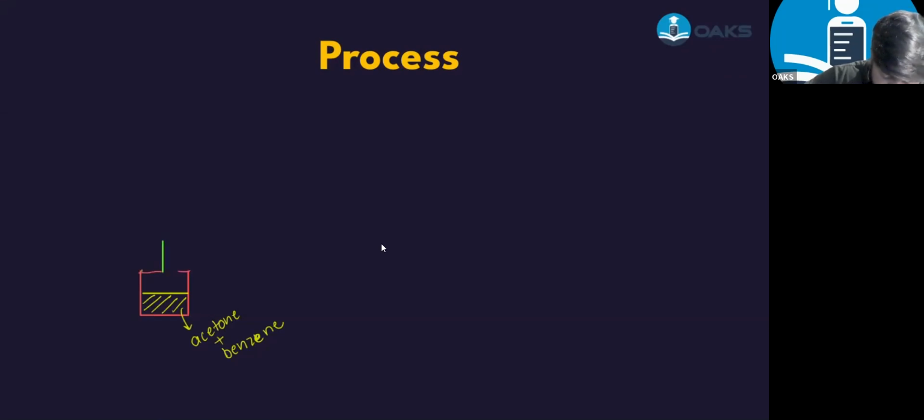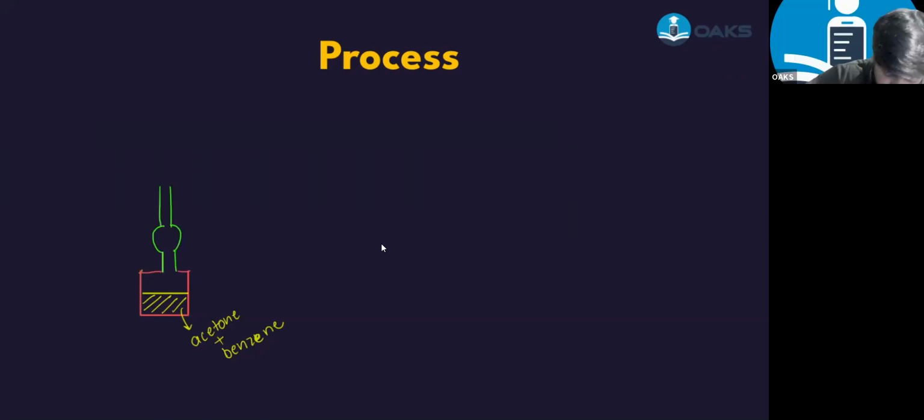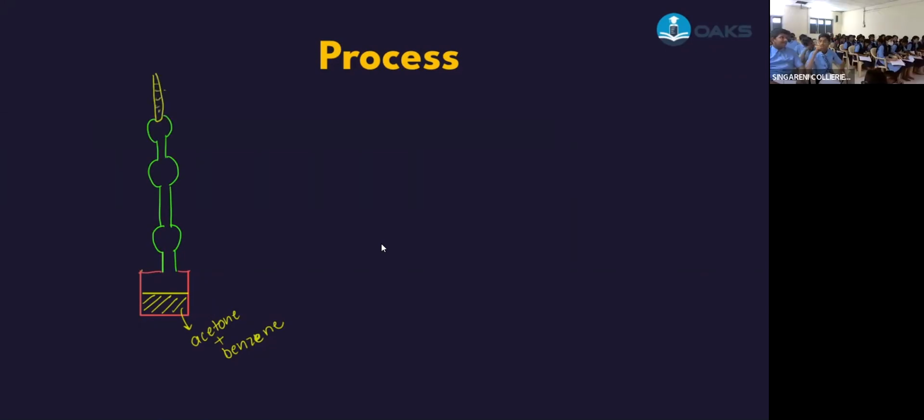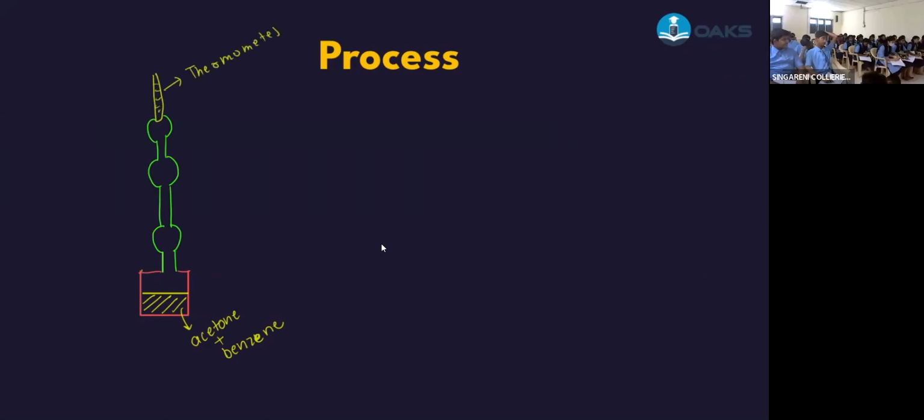Yes or no? Yes, sir. Now, after this, this particular fractional distillation column will be having a thermometer. Yes or no? Right? Why thermometer? To check the temperature. Exactly.